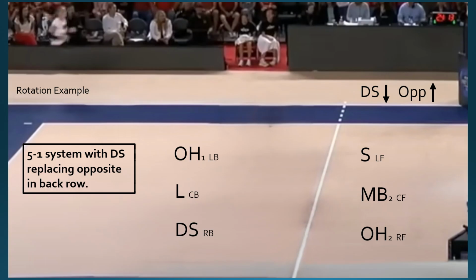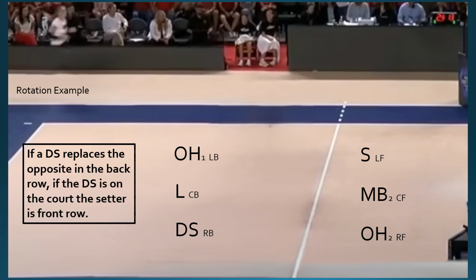On some teams using the 5-1 system, a defensive specialist will sub in for the opposite who would be rotating to the back row. And let's say that's what the team will do in our example. If a team uses that pattern of a DS subbing in for an opposite in the back row, it can offer us a clue in tracking the status of the setter. Because if we see the DS is on the court, we know the setter must be front row.